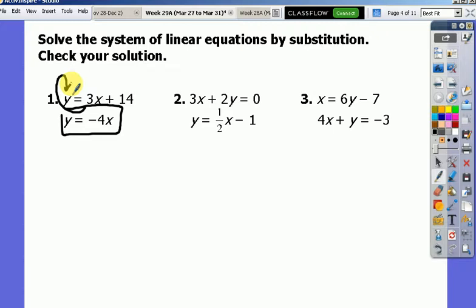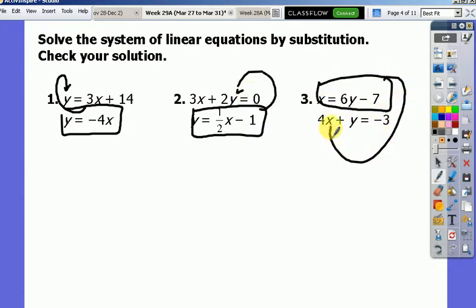Which one's by itself here? The second one or the first one? The second one. So I'm going to take this, and I'm going to substitute it in here. Yes. What about this one? X, the first one. Yep, I'm going to take this, and I'm going to substitute it in here. Okay?